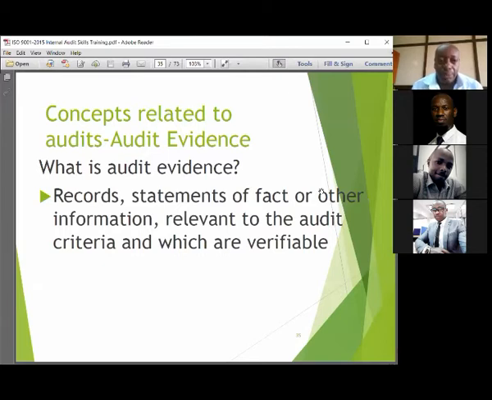Audit evidence, we mentioned this, and it's very important. You have to support your audit findings or your conclusion with audit evidence, which could be records that you saw, statements of fact or other information, which have to be relevant to the audit criteria and verifiable. So you can still go back and say, yeah, this is what I found. These are the records. This is the list of participants. They were 9 because they are there.